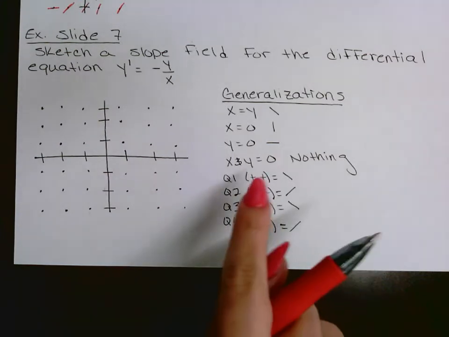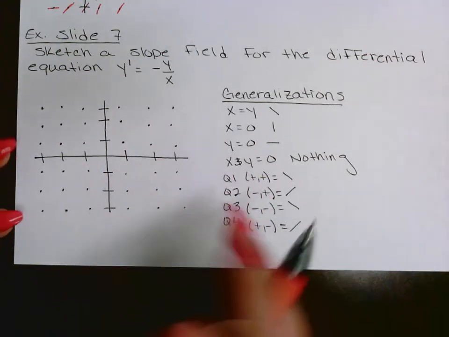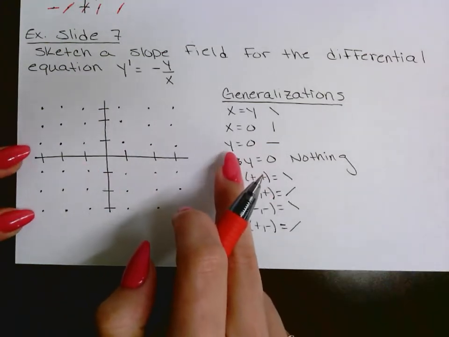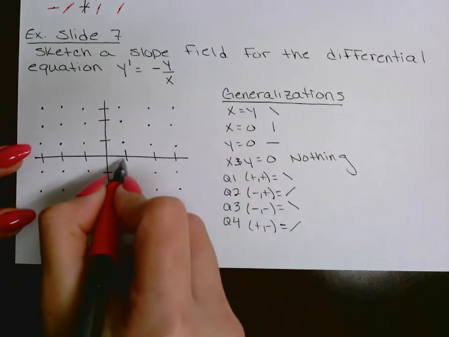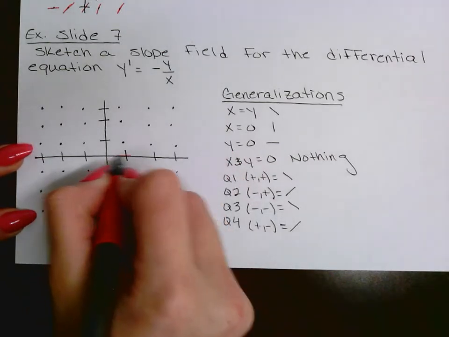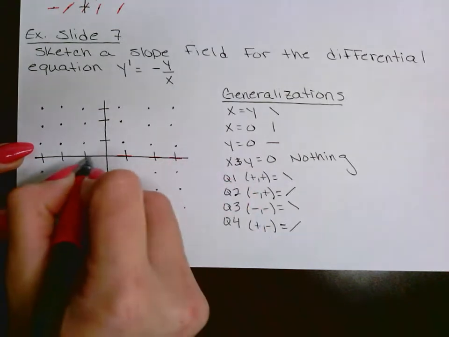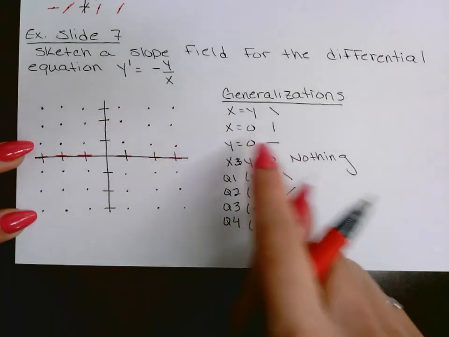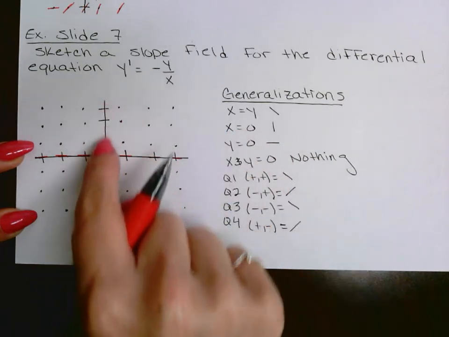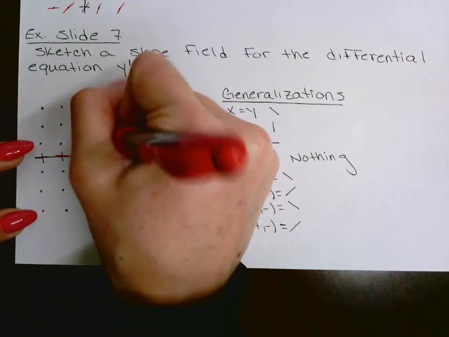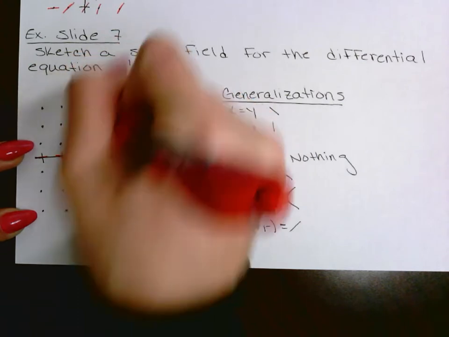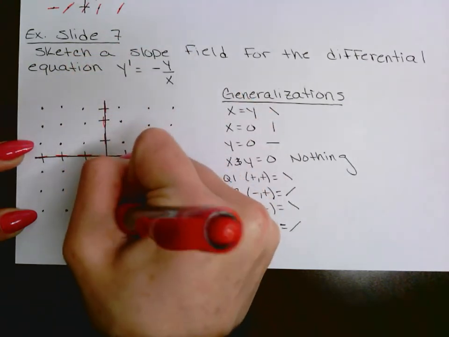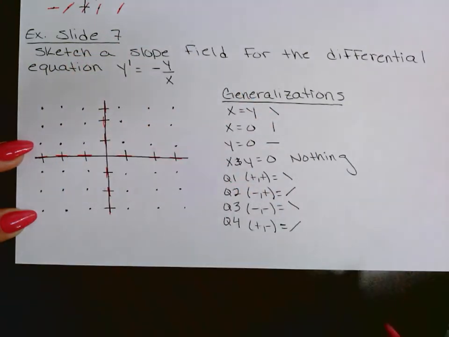So we're not going to draw anything when x and y are the same. When y is 0, okay, y is 0 means I'm on the x-axis, I'm going to draw horizontal lines. Okay? When x is 0, meaning I am on the y-axis, I'm going to draw vertical lines. Okay? In quadrant 1, I know they're all going to be negative.